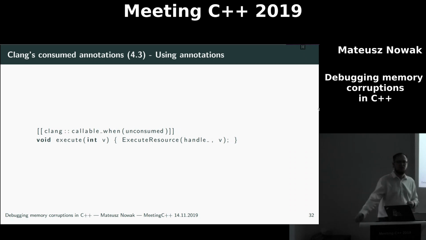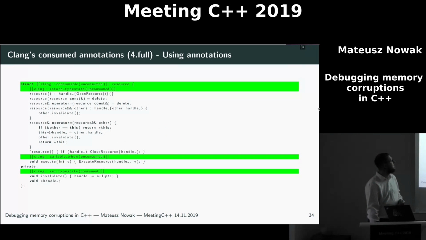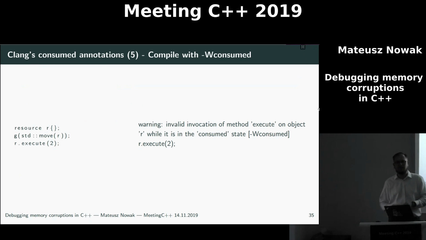The execute function can also only be called when we are in unconsumed state, so effectively the resource is owned by the instance of the class. And when we invalidate the object, which is called during the move constructor or move assignment operator, we mark it as consumed. So the resulting class looks like this, a little bit different. But when we do something like this, so we create a resource, move it to someone else, and try to execute something on it, if we set the proper compilation flag, we get a compile time error. We are in the wrong state when trying to do something with this class instance.